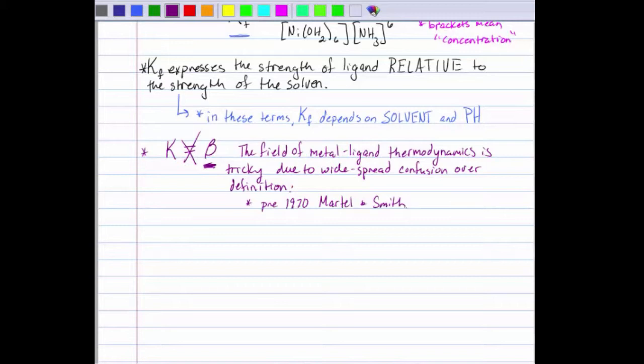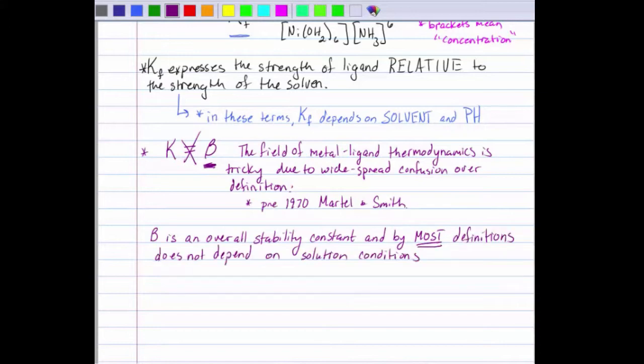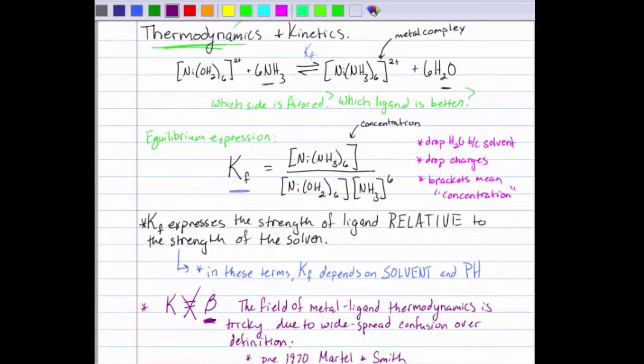So the beta value, you'll see this in your textbook. It's an overall stability constant. And by most definitions, it does not depend on the solvent or the solution conditions. And I say most because it's most but not all. So what we drew up here, this was a competition between the solvent ligand and another ligand.